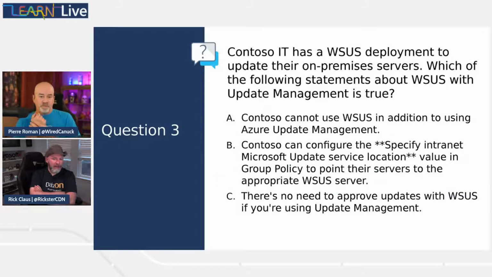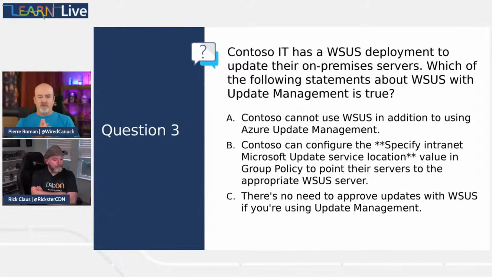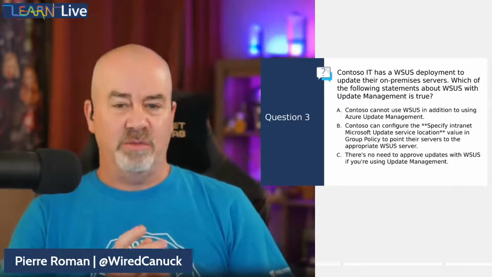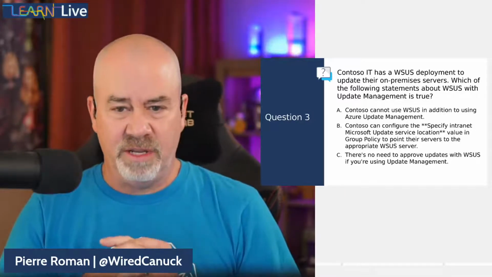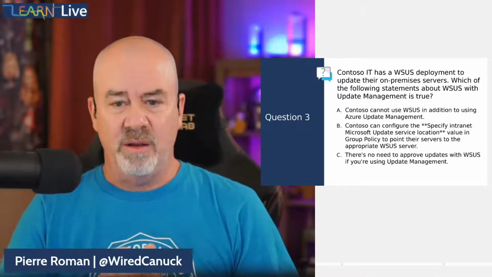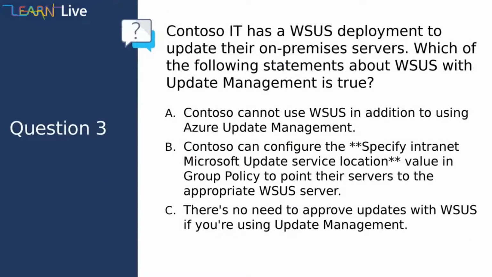Number 3 is the actual start of the knowledge check at the end. There's 3 questions inside this knowledge check. You want me to take this one, or you want to take it? I'll take that one. Okay. So Contoso IT has a WSUS deployment to update their on-prem servers. Which of the following statements about WSUS with update management is true? A, Contoso cannot use WSUS in addition to using Azure Update Management. B, Contoso can configure the specify intranet Microsoft update service location value in the group policies and point to their appropriate WSUS server. Or C, there's no need to approve updates with WSUS if you're using update management.